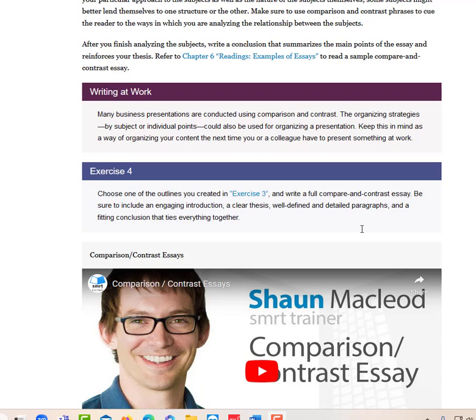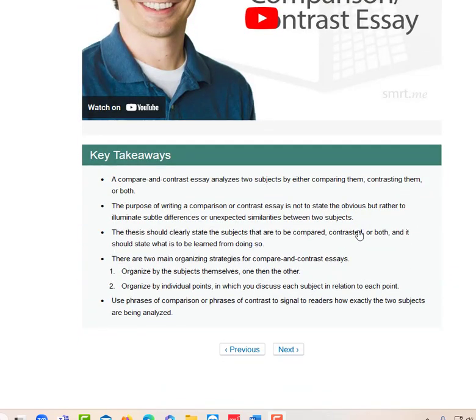Many business presentations are conducted using compare and contrast. The organizing strategies by subject or individual points could also be used for organizing a presentation. Keep this in mind as a way of organizing your content the next time you or a colleague have to present something at work. Key takeaways.